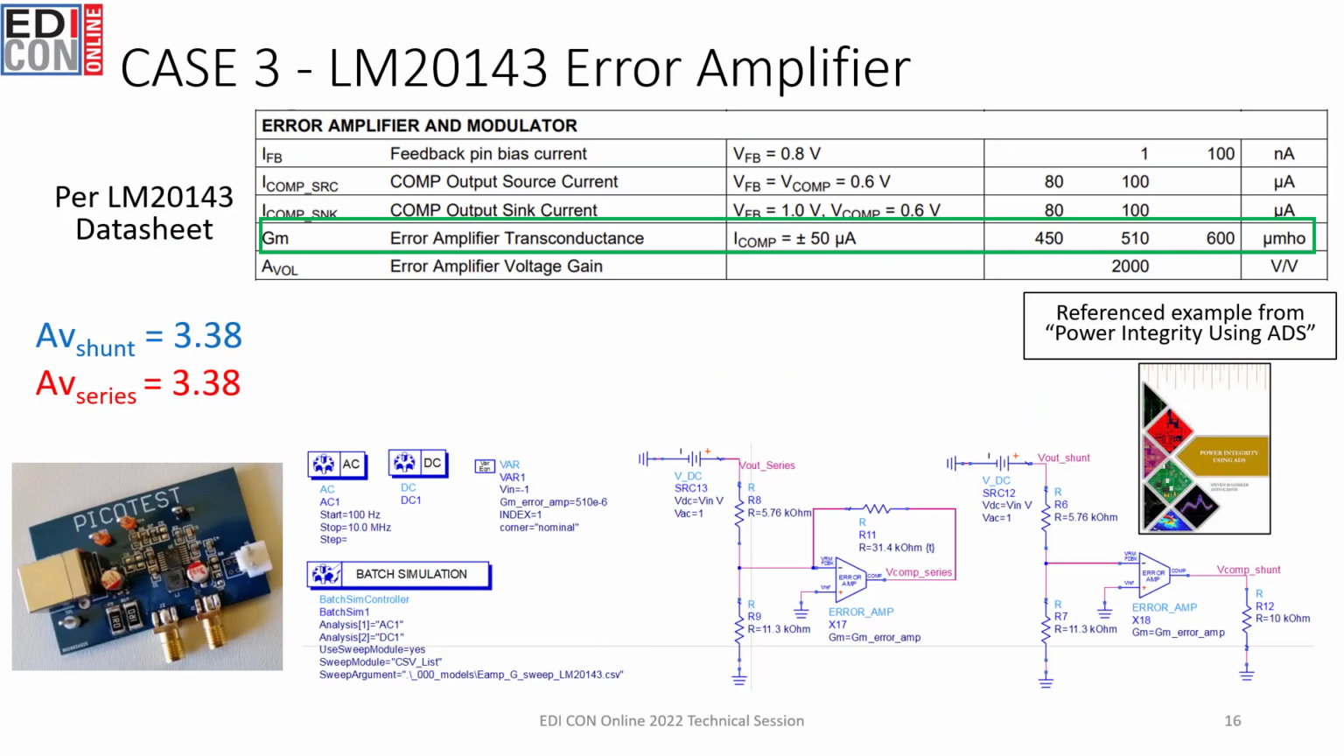So for case 3, we're going to look at the Texas Instruments LM20143 VRM. Again, we're calculating the gain to be 3.38 based on the nominal transconductance value of 510 microsiemens.